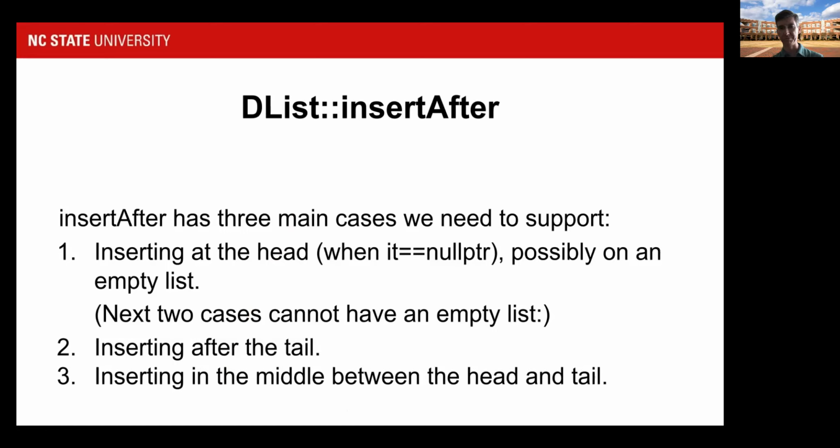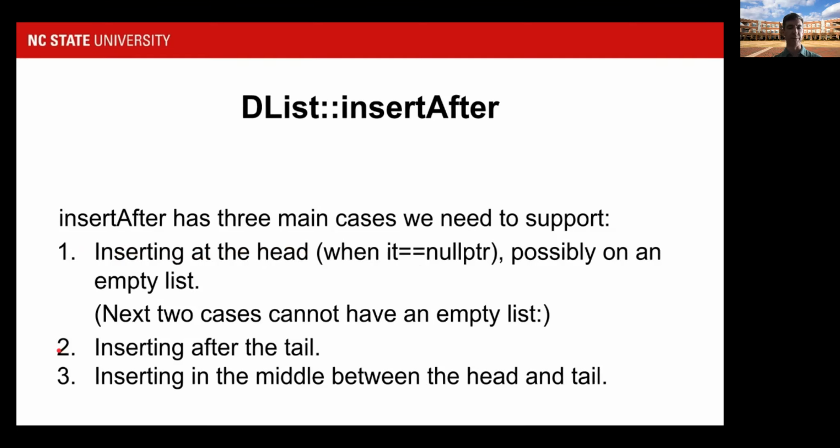Three main cases. I might want to insert at the head, or in other words, before the existing head. And if you recall, we do that by passing in a null iterator. And when we pass in a null iterator to insert before the head, there actually could be two cases there. It could be that I have an empty list and this is the first thing I'm inserting in the list, or it could be I already have things in my list. So there are both of those cases we want to handle for this. This first case has a subcase.